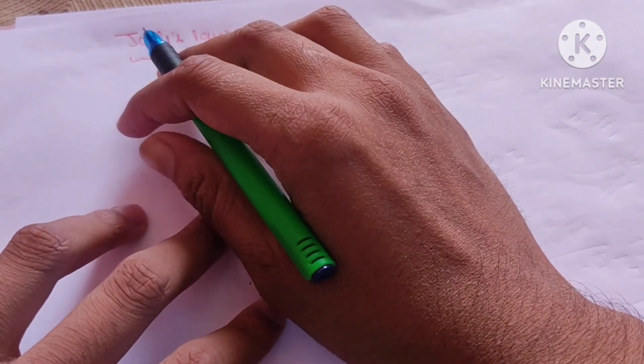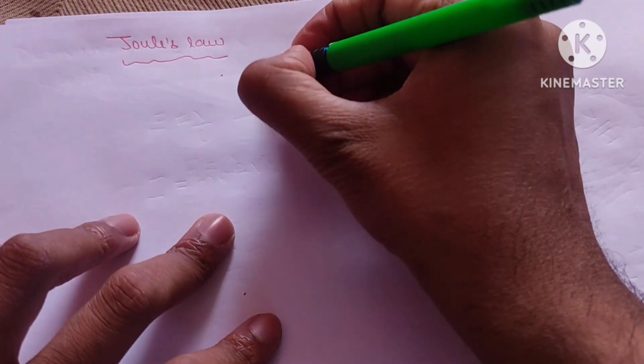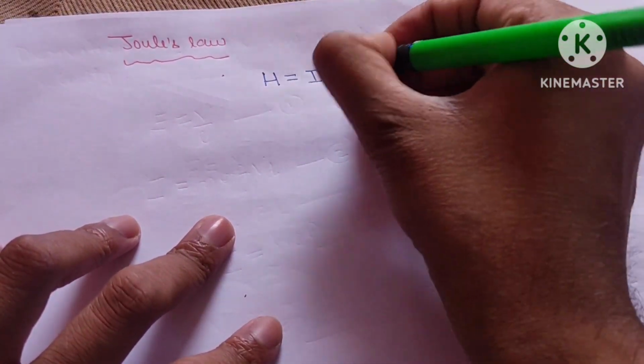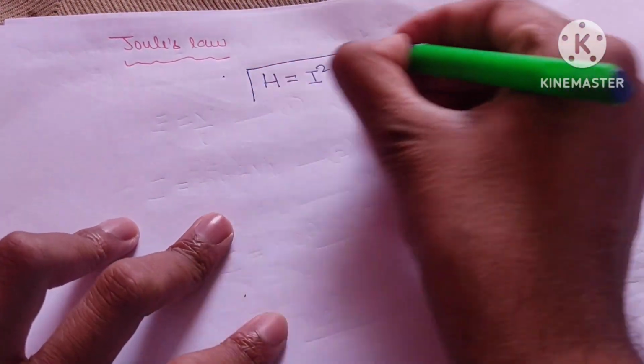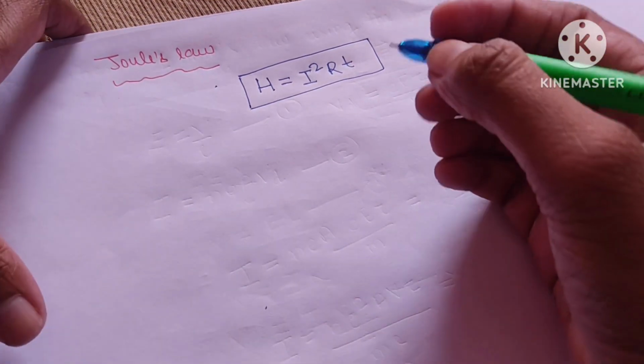Hello friends, today we'll derive Joule's law, the heating effect of current. Here this is what we need to derive: H is equal to I squared RT. So we should know this.